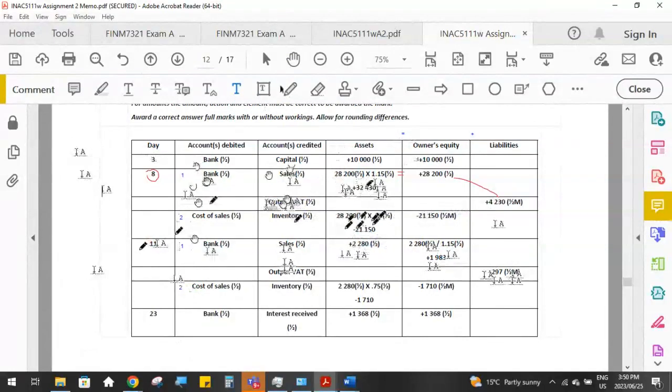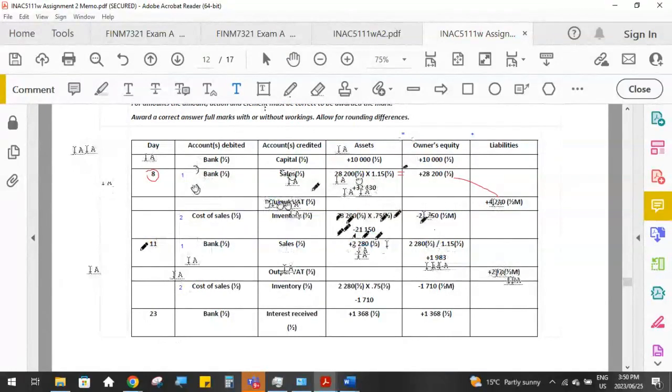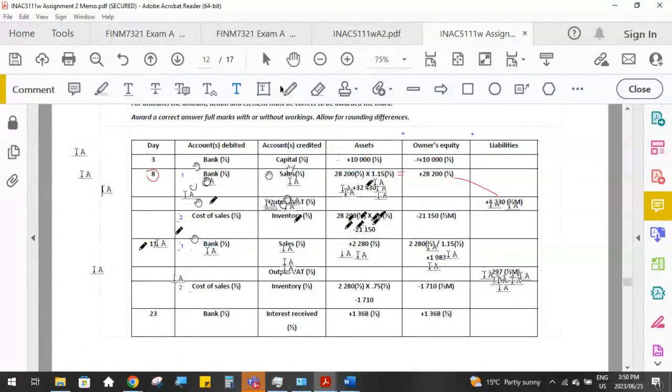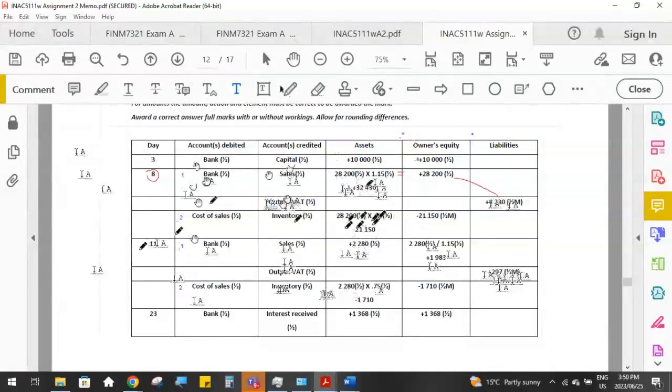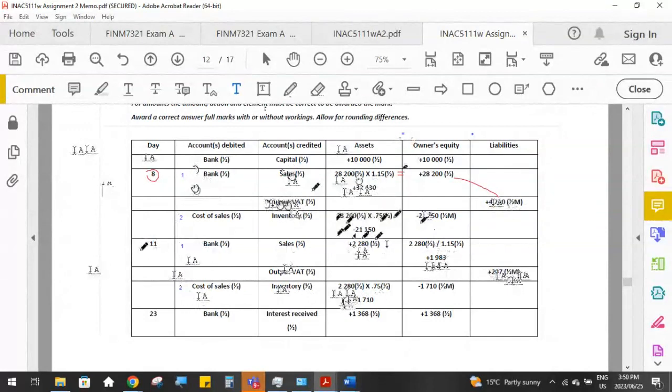And remember, output VAT is a liability because we owe that VAT to the receiver. We've collected that VAT on behalf of the receiver of revenue when we process the sale to our customer. And then the second part of the entry, debit cost of sales, which is an expense account, and credit inventory, which is an asset account. So 2280 multiplied by 0.75, minus 1710 assets, minus 1710 owner's equity.